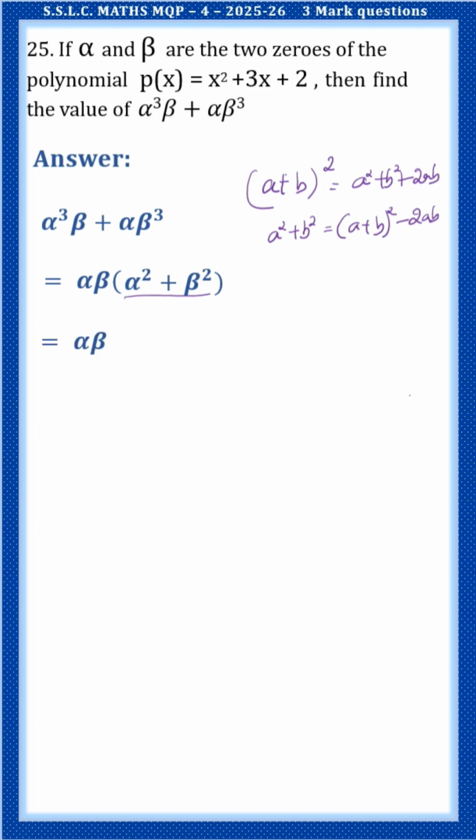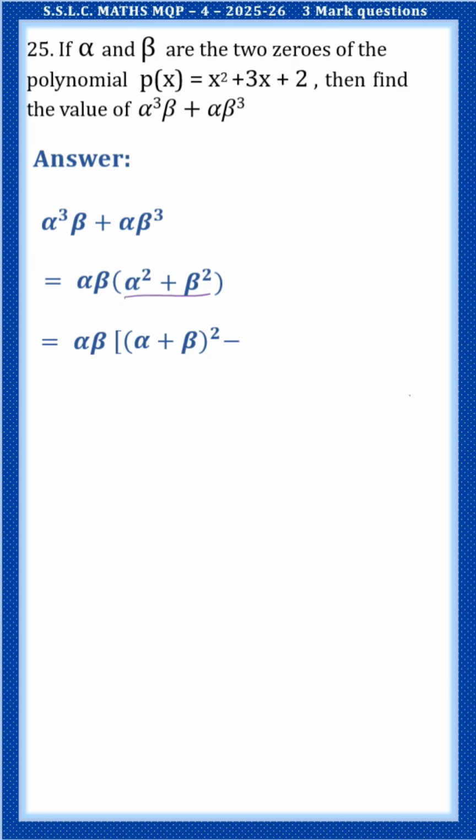Alpha into beta, instead of alpha square plus beta square, we can write it as alpha plus beta the whole square minus 2 into alpha into beta. Now let us substitute the values. The product of the roots, that is 2. Alpha plus beta the whole square, the sum of the roots is negative of 3, so negative of 3 the whole square, minus 2 into the product of roots.